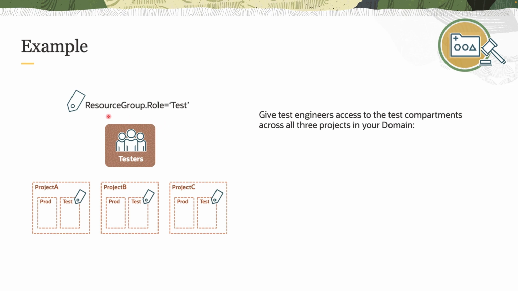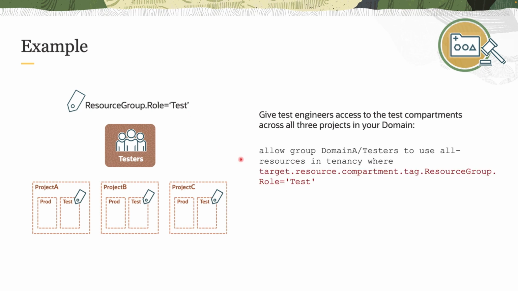We can use the tag associated with the compartment and write a policy which will look like: allow group domainA-tester to use all-resources in tenancy where target.resource.compartment.tag.resource-group.role = 'test'. With this policy we are allowing the group tester to access the resources across all three test compartments. And if at any moment you want to revoke access, you just need to update or change the tag value and you are done. You do not need to update, add or delete any policy statement.